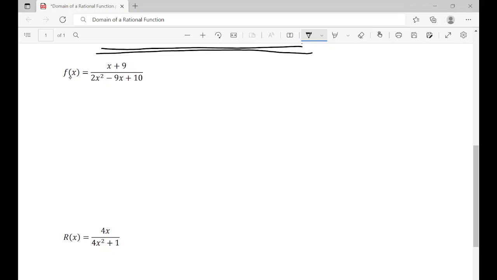Next, we have the rational function f of x equaling x plus 9 over 2x squared minus 9x plus 10. Again, like I said before, we're trying to find the domain. We don't care about the numerator, just focus on the denominator. So we take the denominator as it is and set it equal to 0. And from here we're going to factor, and when we factor this, it factors down to 2x minus 5 and x minus 2.